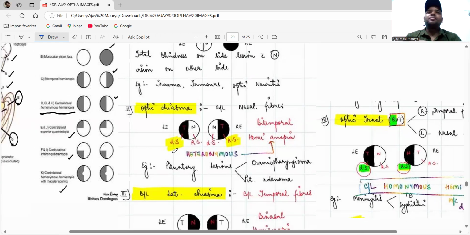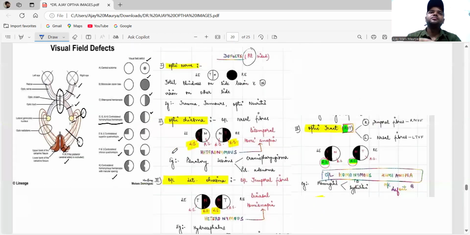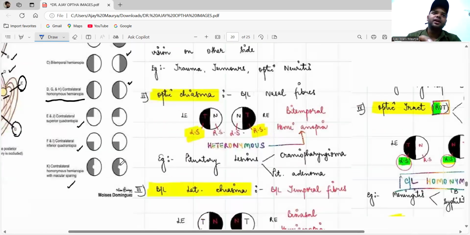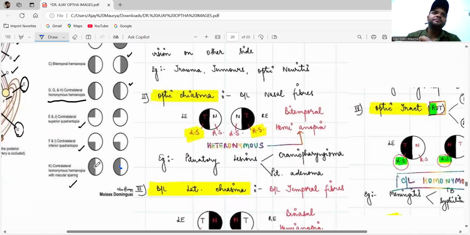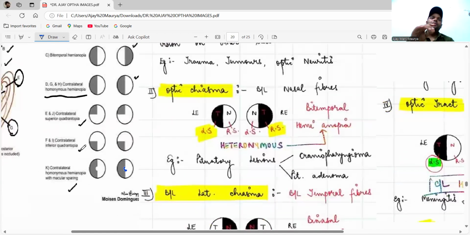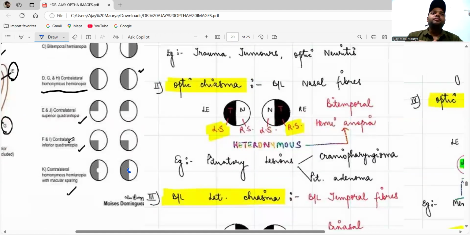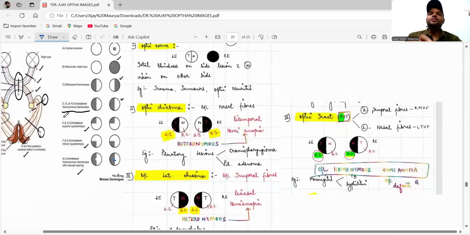Please remember like this one. Just remember the images. This is macular sparing. Contralateral inferior quadrantanopia. Please learn the images by heart. Just, guys, please remember the images and the conditions by heart.